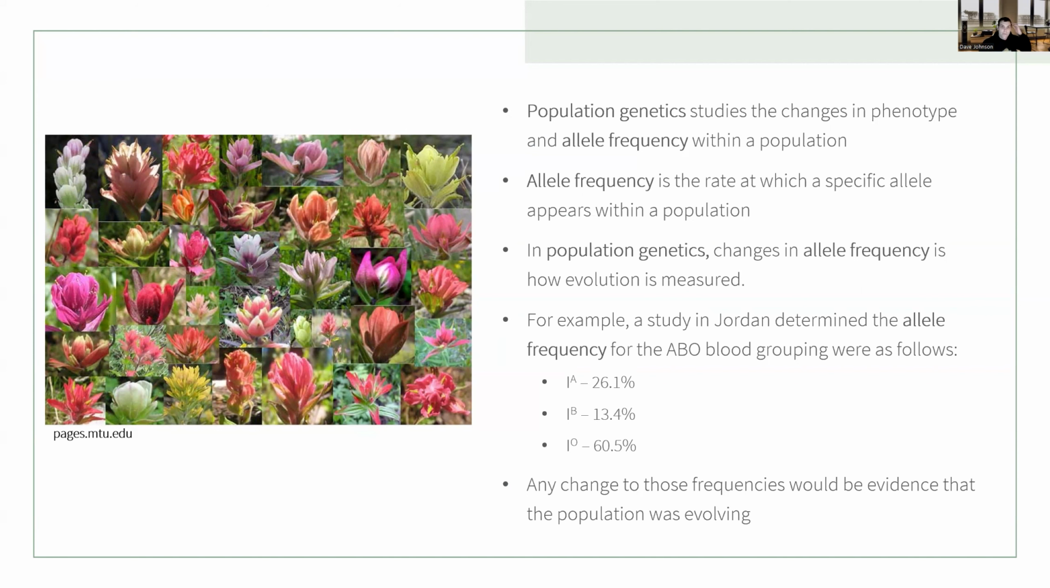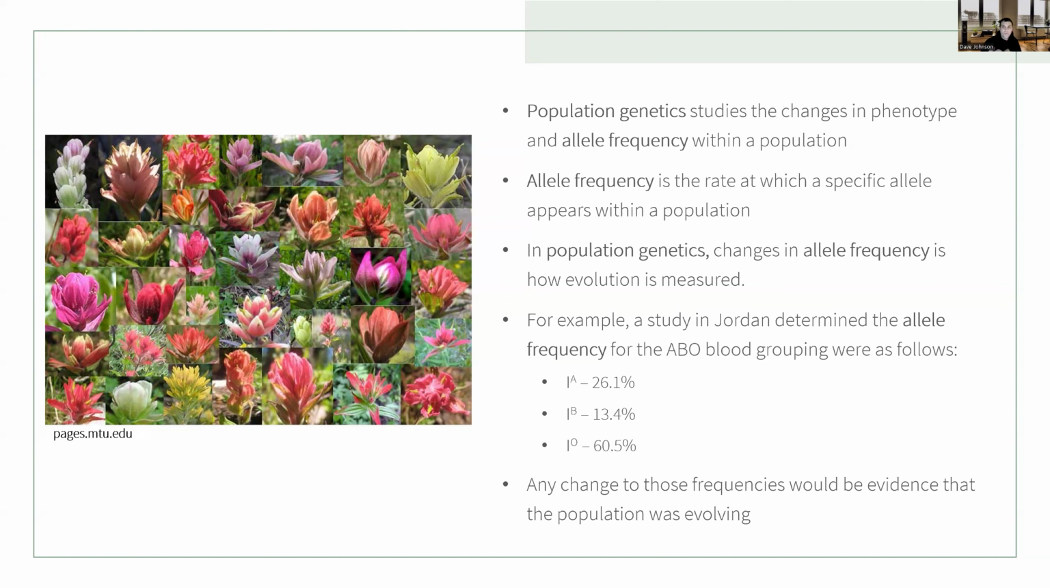In general, if we're looking at the rate at which a given phenotype shows up in the population, that can also give us an indication of what the allele frequency is that's controlling those particular phenotypes. And in terms of population genetics, allele frequency is how we're going to measure evolution. We're going to determine how much evolution is occurring, for example.